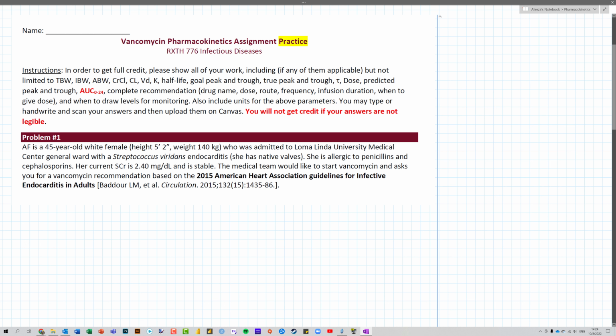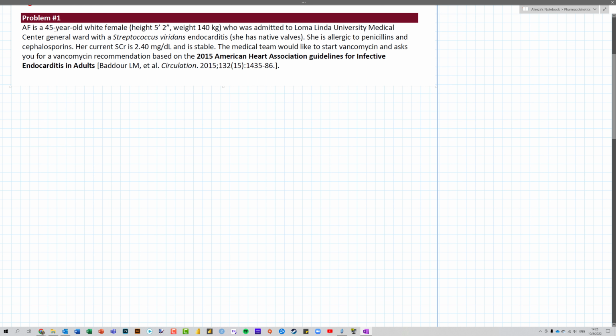So first of all, the age is 45 years. It is a female. The height is 5'2", weight is 140 kilograms. And the infection is Streptococcus viridans endocarditis. We need serum creatinine 2.4, which is stable, and they are asking for specific guideline recommendations, so 2015 American Heart Association. Now, before we get to vancomycin dosing, let's do the basics first.